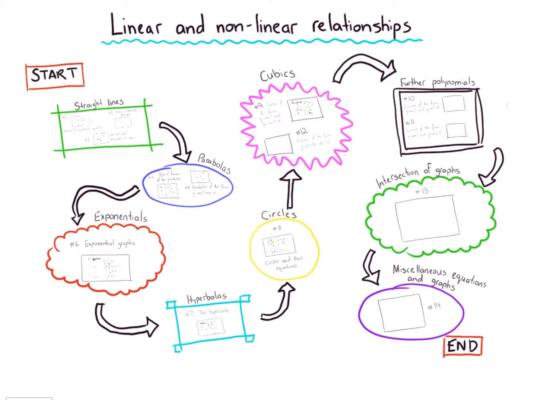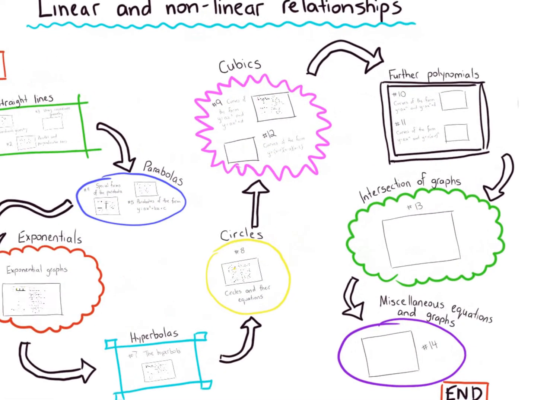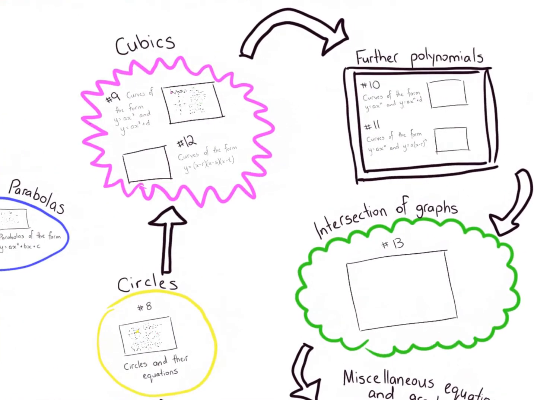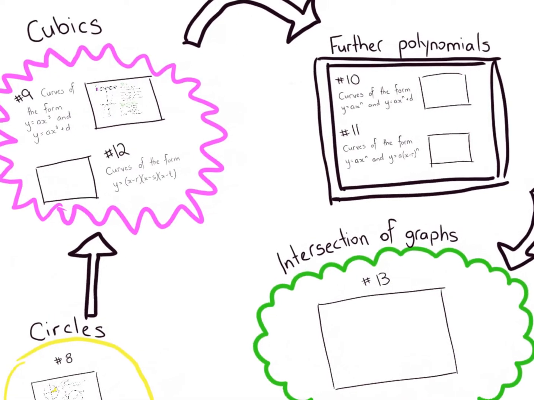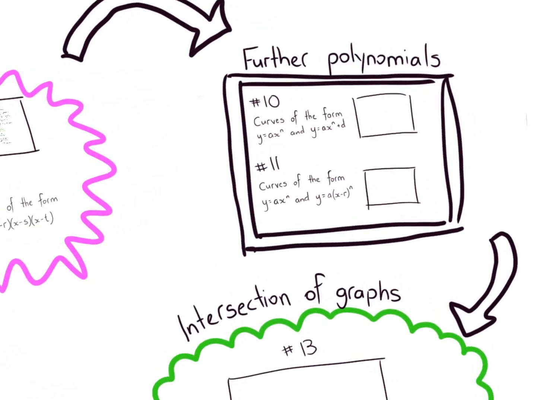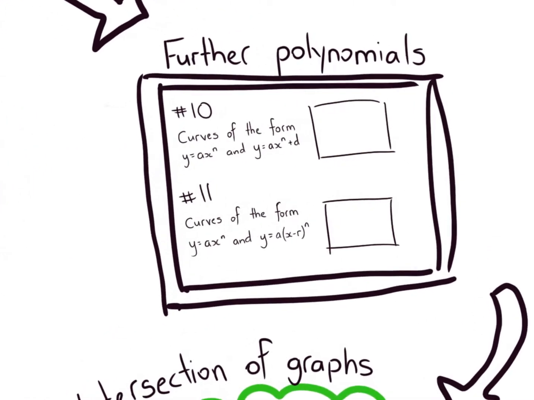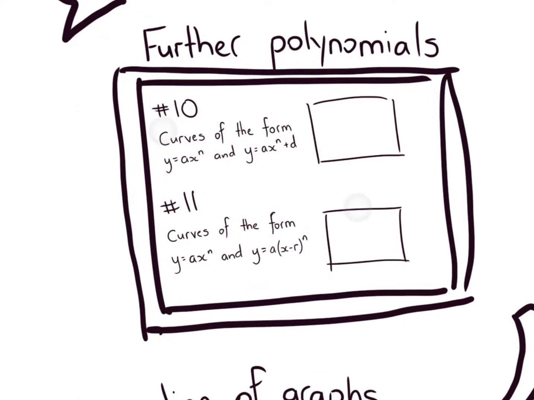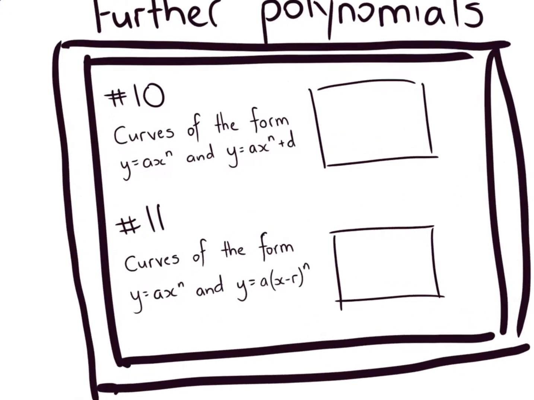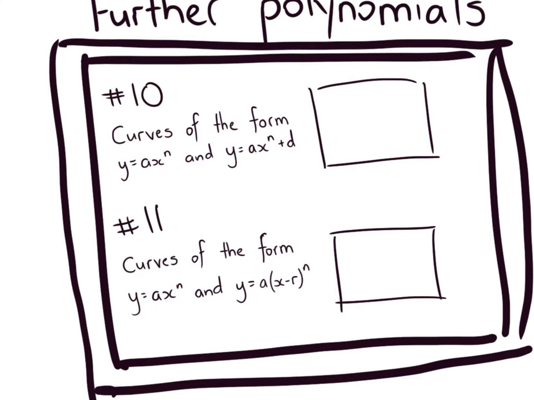Hi, you're with Mr. Laurie, and this is part 10 of the linear and nonlinear relationships topic. We looked at cubics last lesson, and now we're going to be looking at further polynomials. These are curves where the power is going above 3 to 4, 5, 6, in fact, any sort of power, and that's why we're going to generalize the power with the letter n.